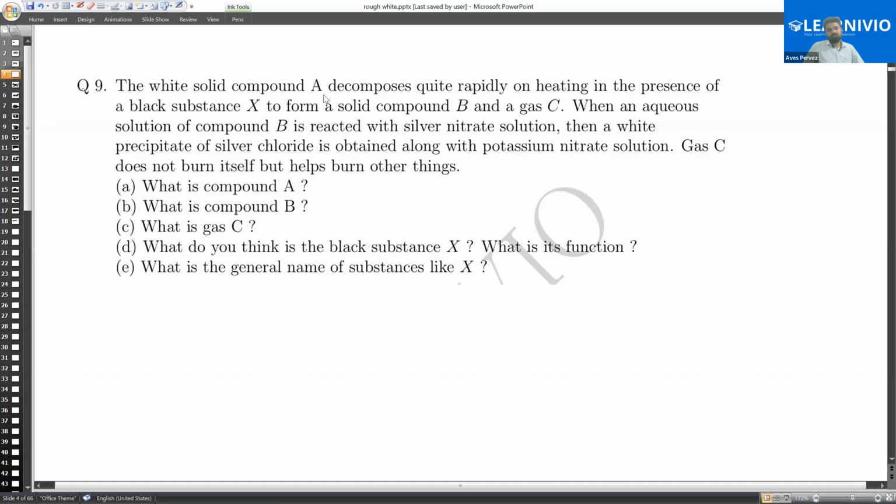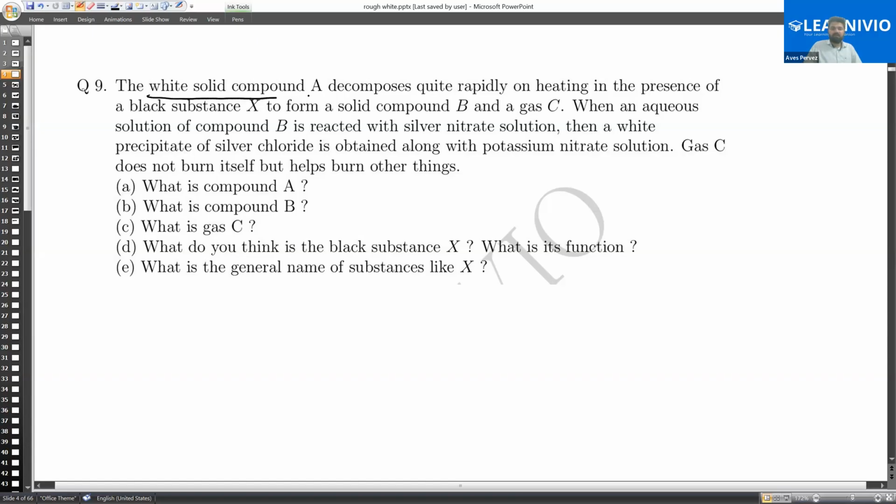KClO3, and B is KCl, C is O2. That is what I found. What is compound X? I don't know, it is MnO2. Okay, that's fine. Let's see now.